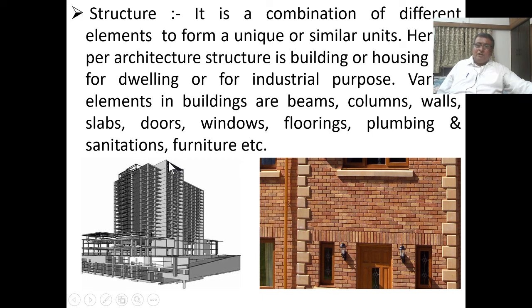Here I have shown you two typical buildings. This is a frame structure showing all the components. These are the columns, beams, and slabs. This is the load bearing structure. It shows the walls outside, the brick faced walls, the external walls.